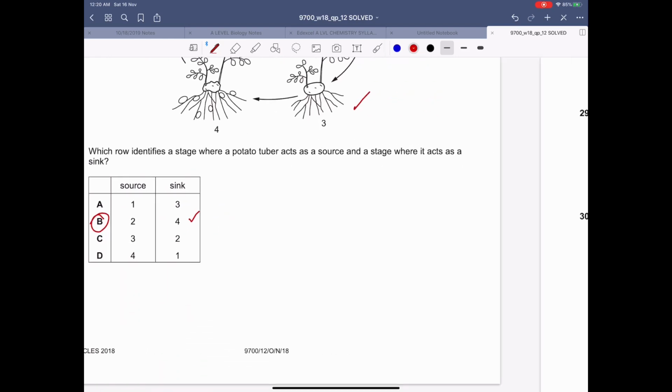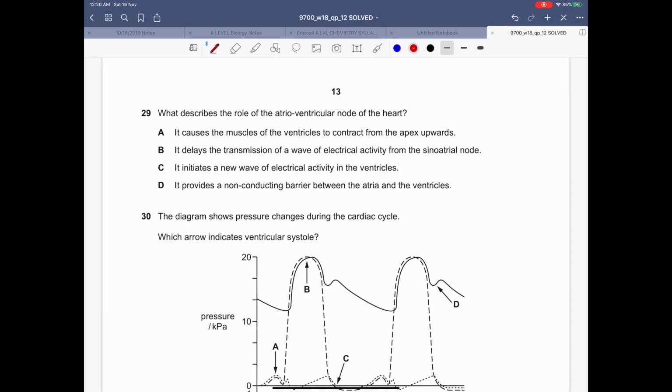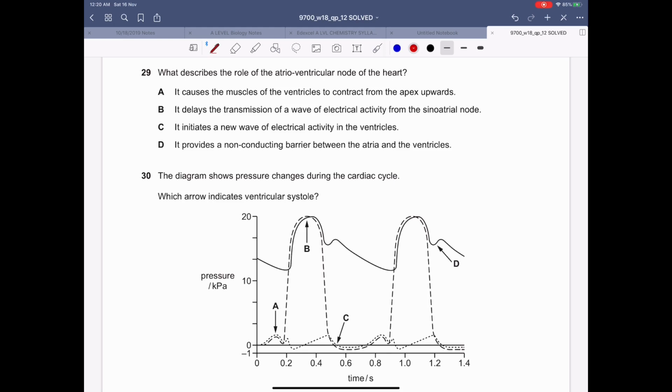Question number 29. What describes the role of the atrioventricular node of the heart? Option A, it causes the muscles of the ventricles to contract from the apex upwards, not a function of AVN. It delays the transmission of the wave of electrical activity from the sinoatrial node. Yes, it delays. It initiates a new wave of electrical activity in the ventricles. No. It provides a non-conductive barrier between atria and the ventricles. No. So option B, 29 is B.